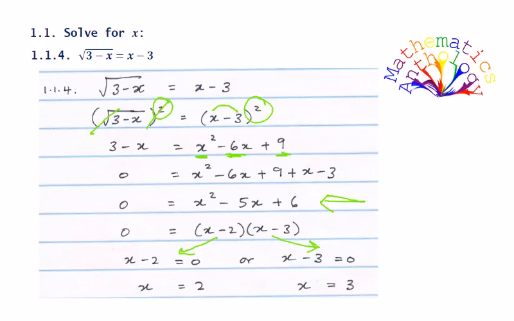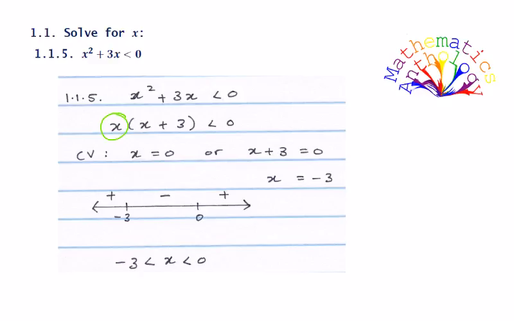Take everything over to one side. You'll end up with 0 is equal to x squared minus 6x plus 9 plus x minus 3. Put your like terms together, you'll end up with 0 is equal to x squared minus 5x plus 6, and now you'll notice that that is a quadratic equation. You can solve that quadratic equation using the cross method or using the quadratic formula. I've used the cross method here, so I end up with 0 is equal to x minus 2 into x minus 3. Again, take each bracket, make it equal to 0, and solve for x. You'll end up with x is equal to 2 and x is equal to 3.